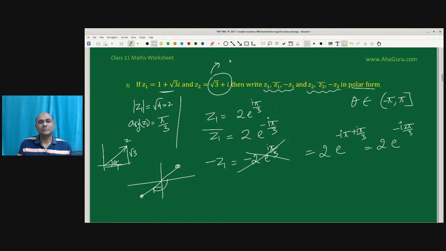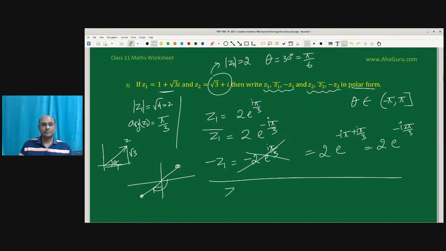But if I take this one, the modulus is 1. I'm sorry, the modulus is 2. Modulus of Z2 is 2. But what is the angle? 1 by root 3. So tan of 30 degrees, which is pi by 6. And tan 30 is 1 by root 3. So that means Z2 is 2 e power i pi by 6.